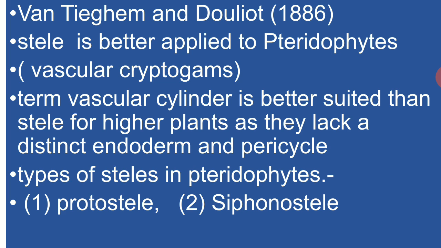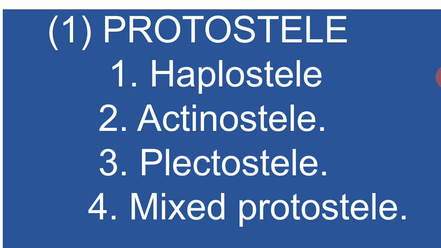Van Tieghem and Douliot in 1886 gave the term stele, and the term stele is better applied to vascular cryptogams, that is pteridophytes. For higher plants, the term vascular cylinder is not better suited, as they don't have distinct endodermis and pericycle. Basically, there are two types of steles in the pteridophytes: protostele and siphonostele. Protostele is again divisible into haplostele, actinostele, plectostele and mixed protostele.